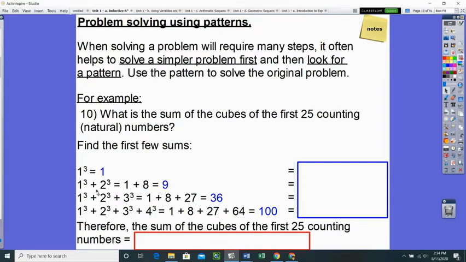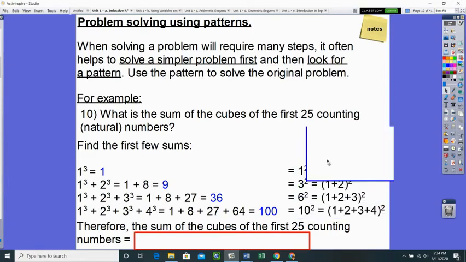Well, look at 1 and 2. Can you find a 6? Look at the 1, the 2, and the 3. Can you find a 10? 1 plus 2 plus 3 plus 4. Notice that each time, if I add the bases here, 1 plus 2 is 3 plus 3 is 6, and then square it, I'm getting the sum of the cubes.